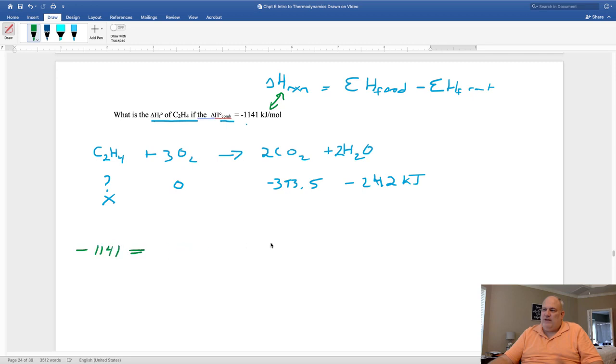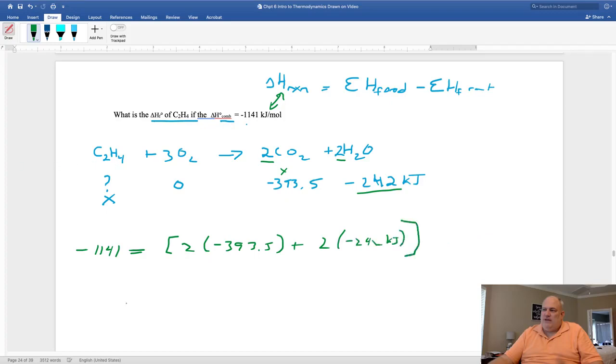And that's going to be equal to our products times their coefficients. So let's start over here. Do we not have 2 times what this is right here? So for our product side, we're going to go 2 times negative 393.5 plus 2, because again, there's a 2 right here, times this. And again, let me remind you, I got these from enthalpy of formation tables, times minus 242 kilojoules.